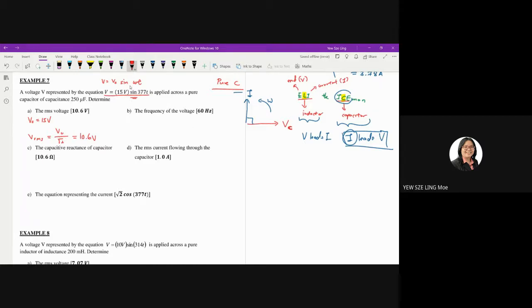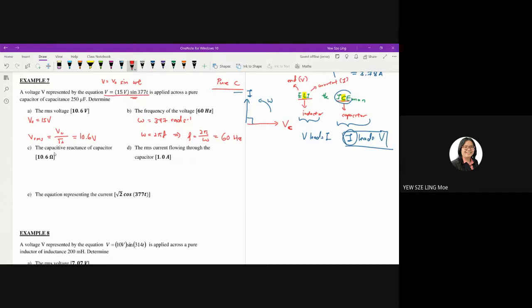Question B, by comparison, I have omega equals 377 radian per second. Since you want to calculate frequency, omega equals 2 pi f. Rearrange the equation, f equals omega over 2 pi. Plug in the value and eventually you should obtain 60 hertz, or 60 s^-1.